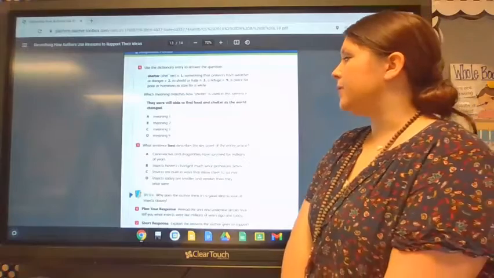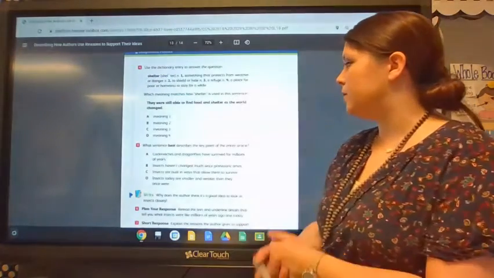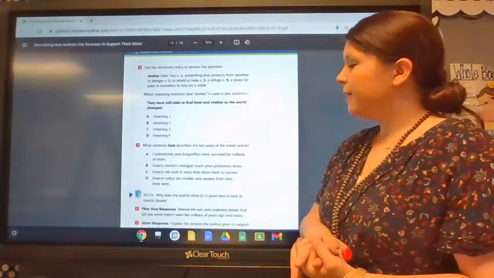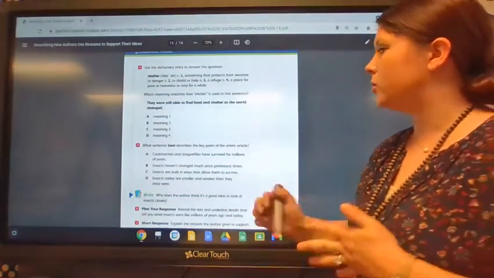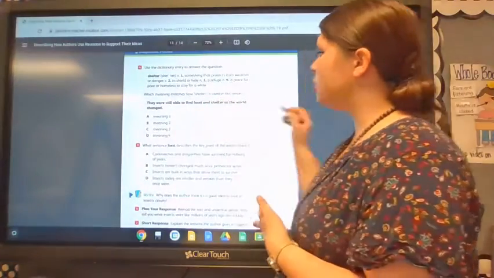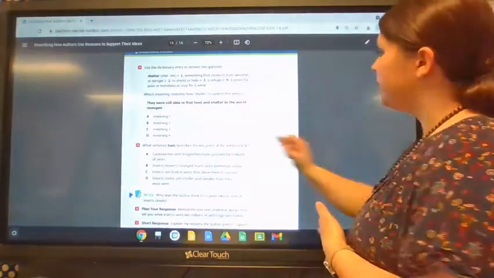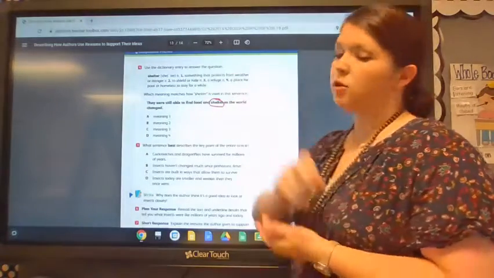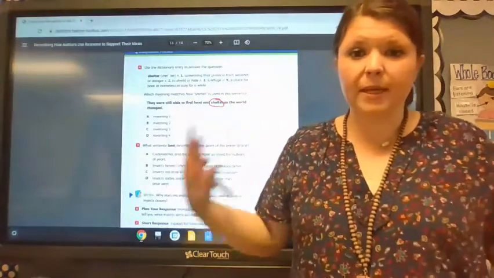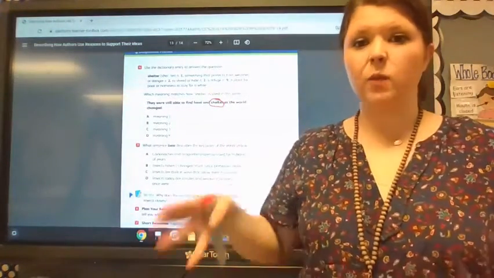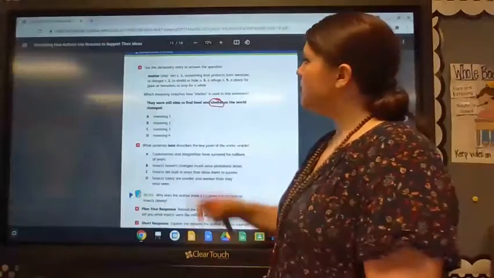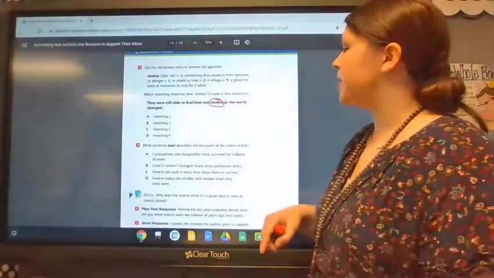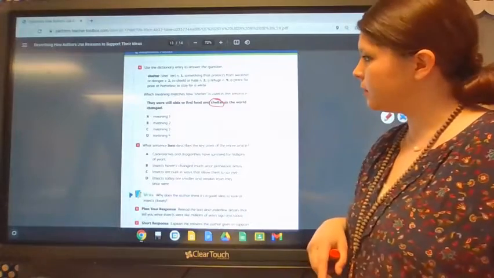Which meaning matches how shelter is used in this sentence? They were still able to find food and shelter as the world changed. So which meaning of shelter is used in this sentence? Shelter is a multiple meaning word. That means it has more than one meaning. So we have to use the context to decide. Okay? So does shelter mean something that protects from weather or danger?